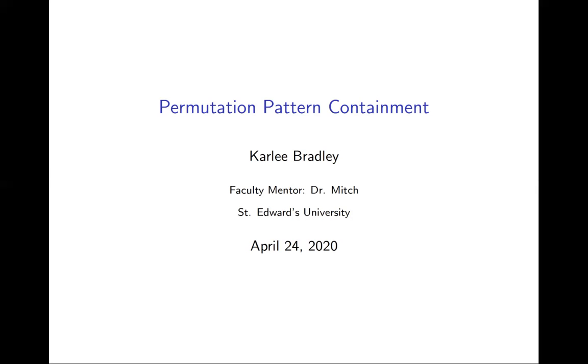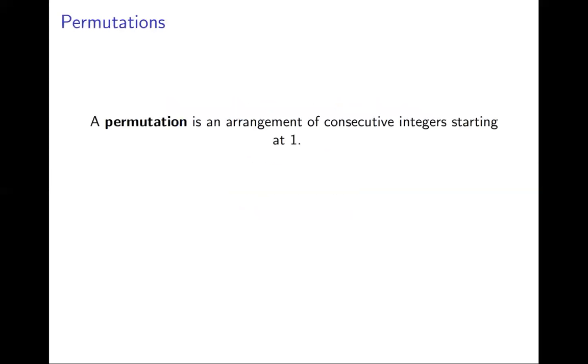So, to start diving into what my research is, it's necessary for us to start with a basic understanding of what permutations are. In the most basic sense, a permutation is an arrangement or scrambling of consecutive integers starting at 1. The smallest permutation is just the number 1, because it's the only way to arrange that single value. 1, 2 and 2, 1 are the only two permutations of length 2 because they're the only two distinct ways of arranging the integers 1 and 2.